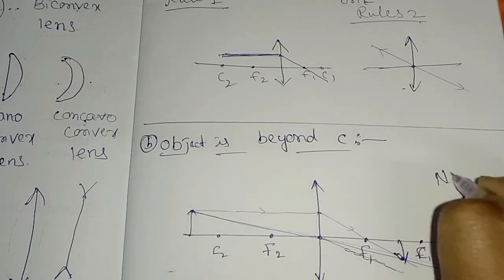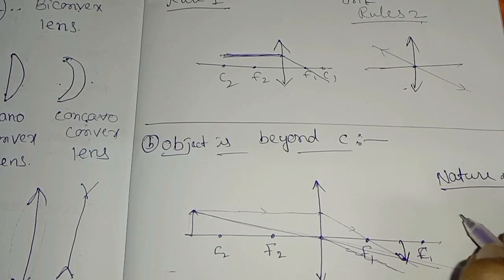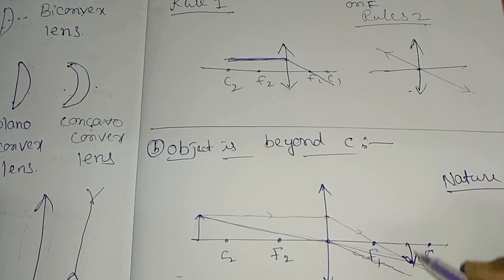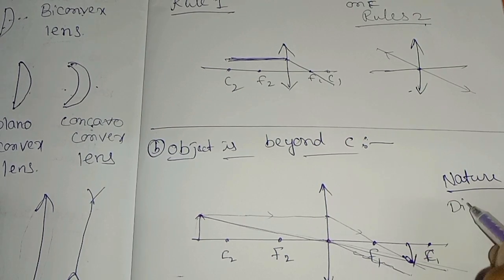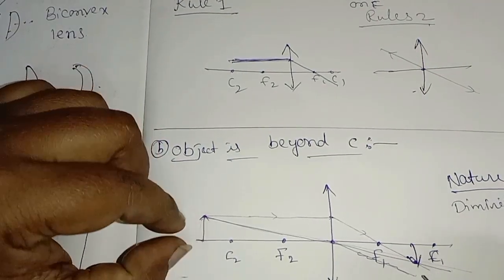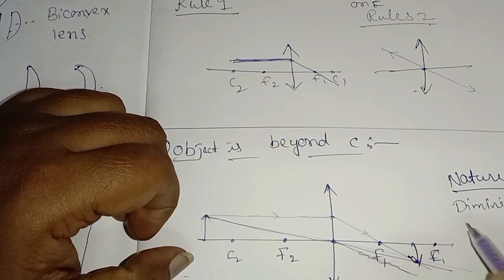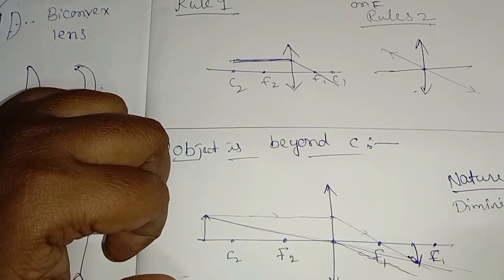Nature of the image. You write completely. First one, enlarged or diminished. Here we got somewhat diminished, so it is diminished. Diminished means the size of the object decreases. Here it is somewhat 1.5, and here I got only 1 centimeter height. So size is decreased, so it is diminished.